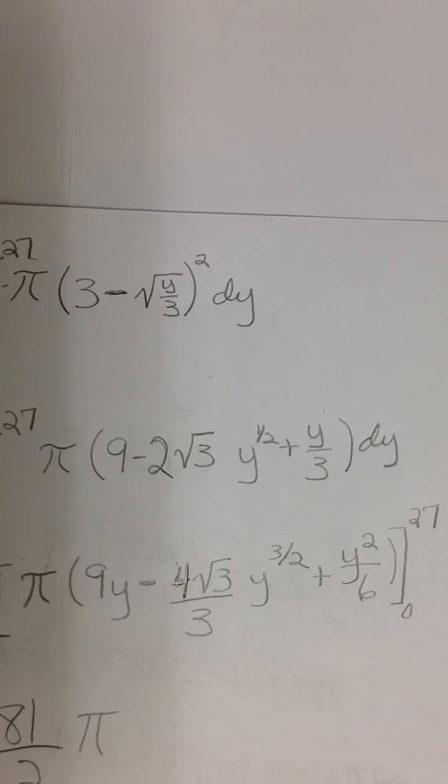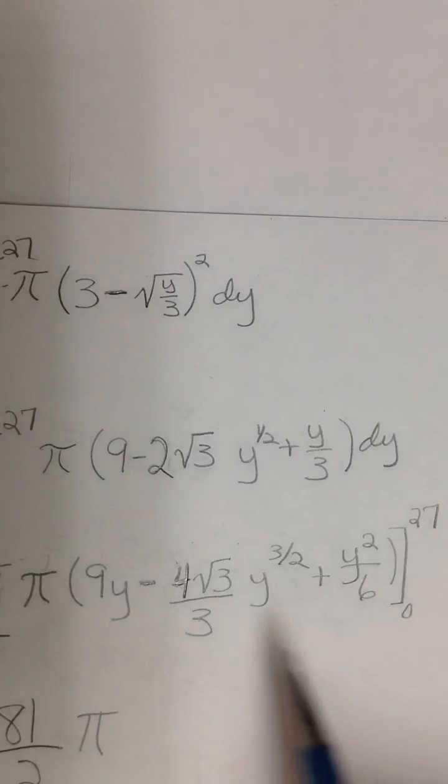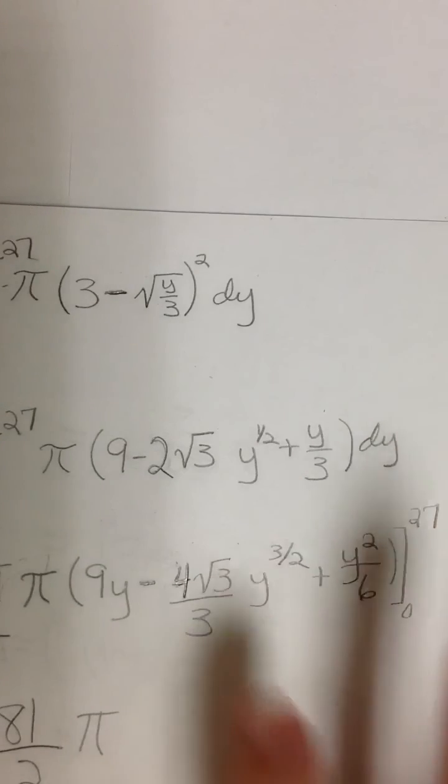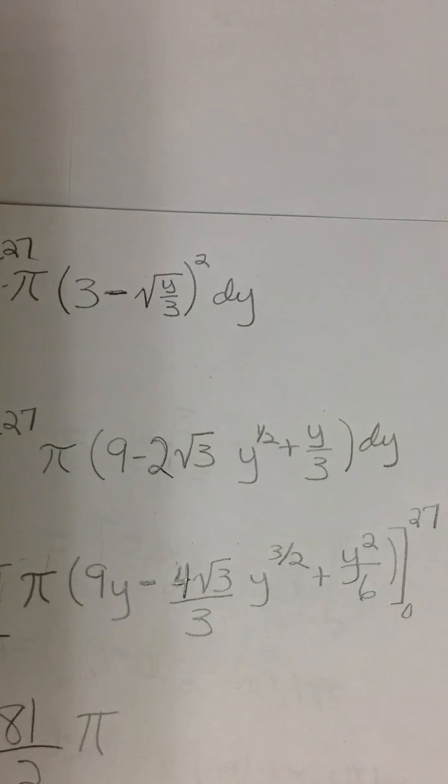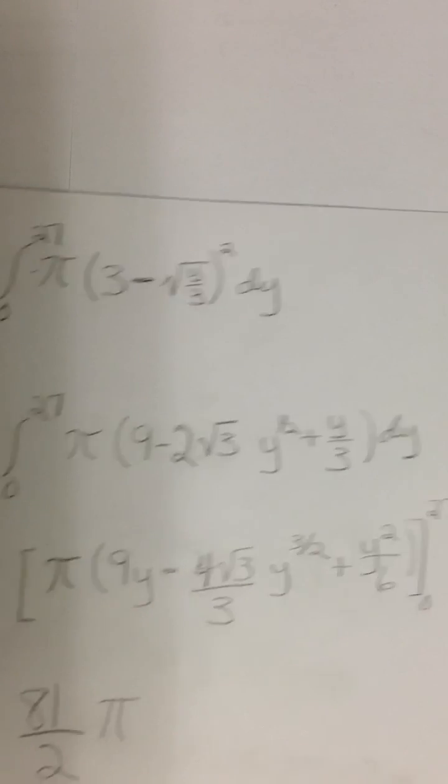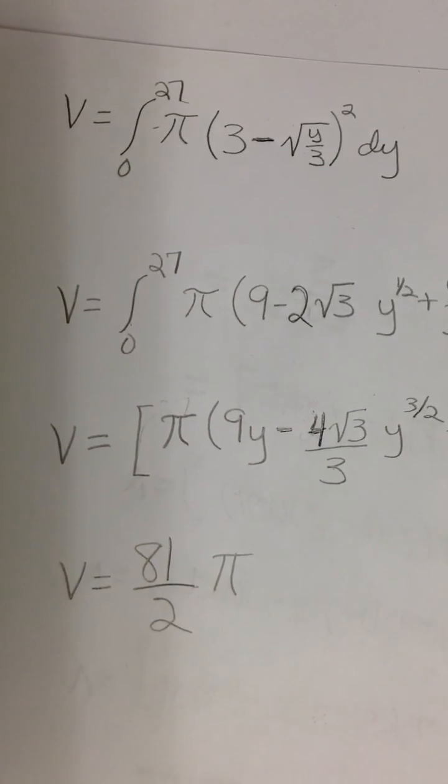As you plug in 27 for y, quite a bit of computation is going to be involved. In fact, once you plug in 27, 27 to the 3/2 times negative 4/3 times the square root of 3 will end up as a whole number coefficient. Combining all the terms together, the exact value of the volume of the solid rotated about the line x is equal to 3 is going to come out to 81/2 pi.